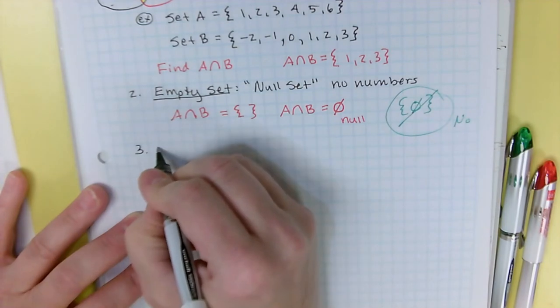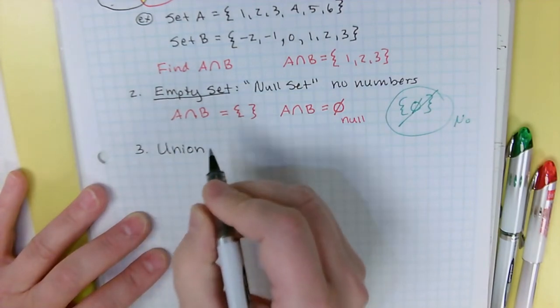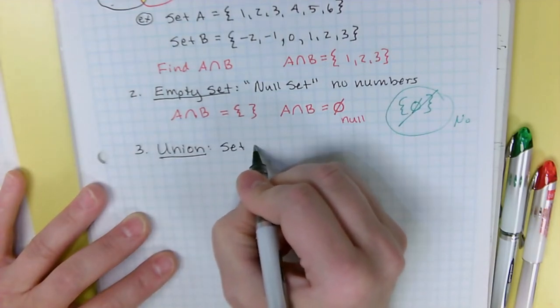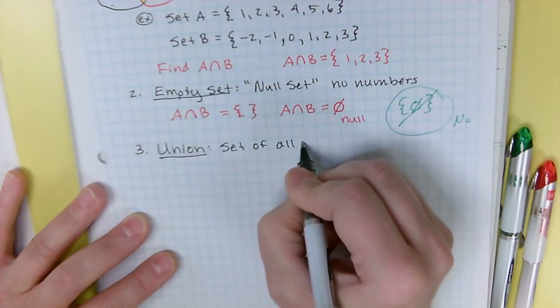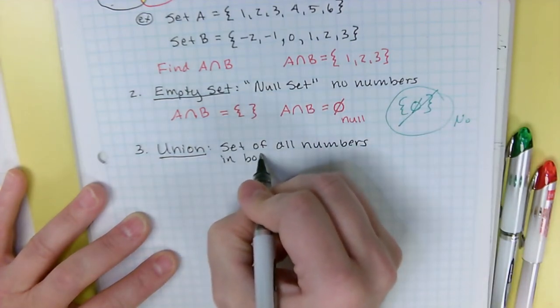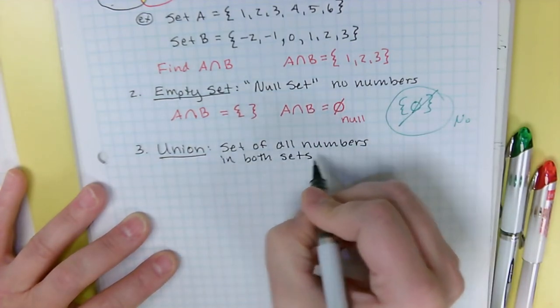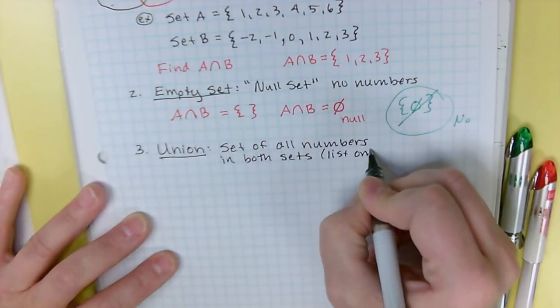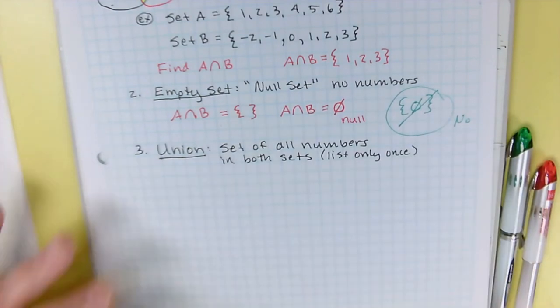Number 3, then the second type of operation is a union. And the union is the set of all numbers in both sets. And when you put this one together, you list the numbers only once. You don't list them twice.